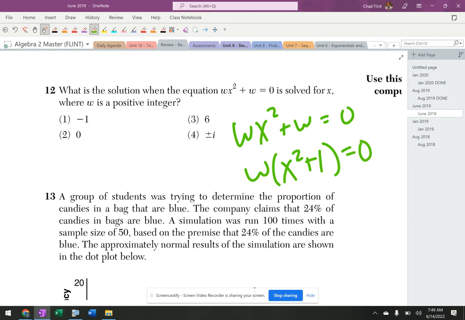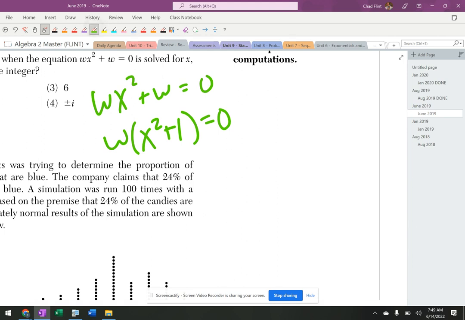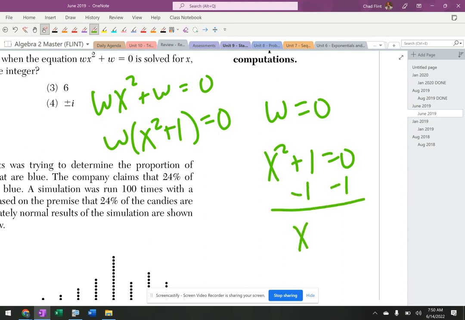All right. So then what I would do is I would set each thing equal to 0. So I would get w equals 0 and x squared plus 1 equals 0. And then the issue with this I'm going to have is you can't factor that. So I'm going to get x squared equals -1.